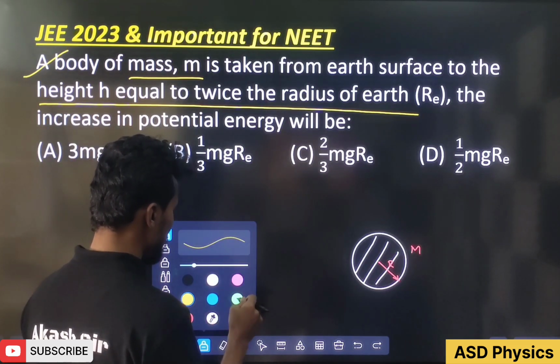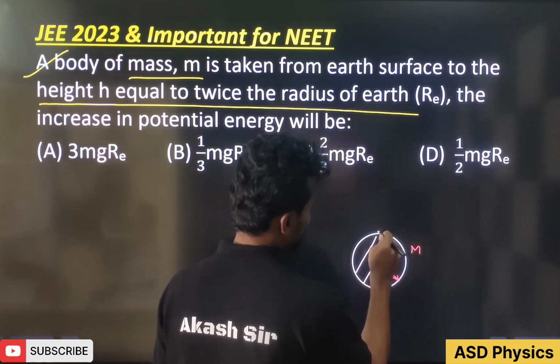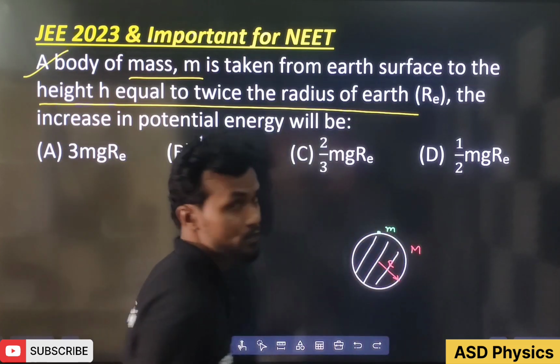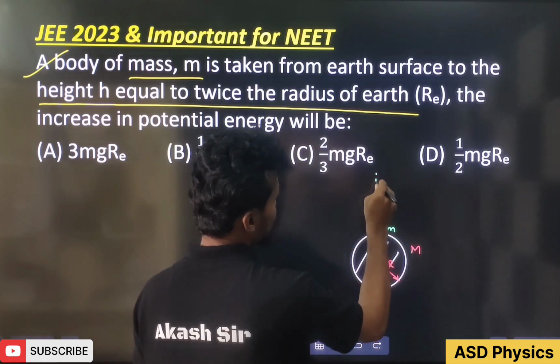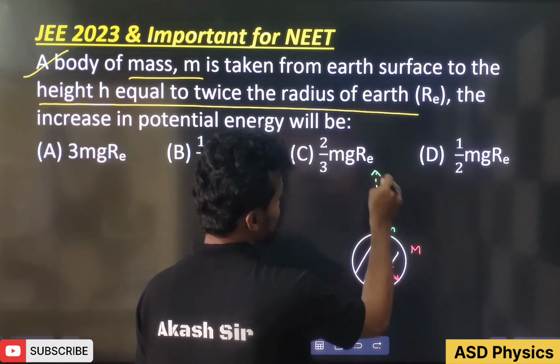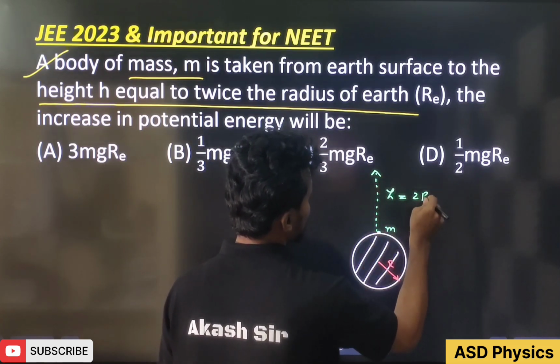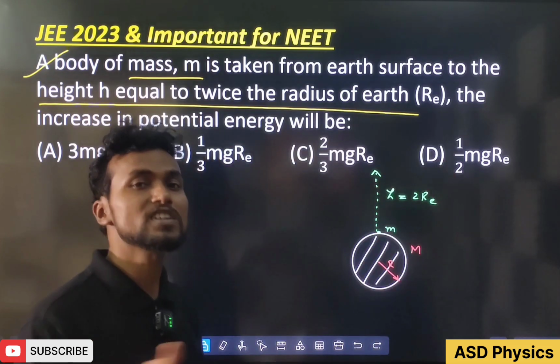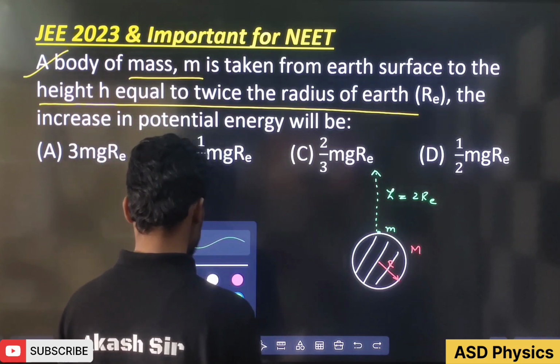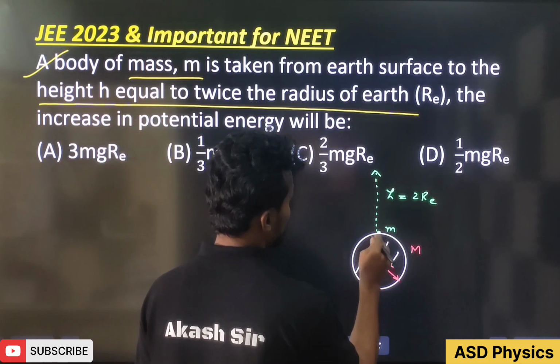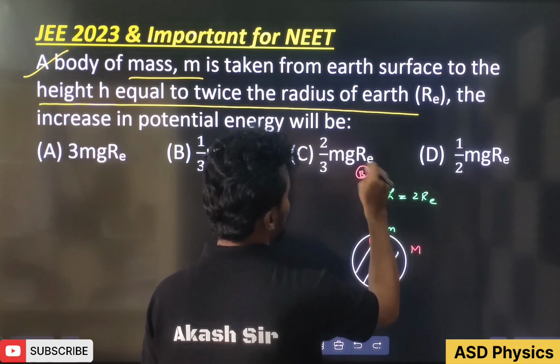Okay, so according to the question, what is there here? One object is there at the surface of earth. After that, we are taking it to some height. How much height is there? h equal to 2 RE. In the question they mentioned it twice the radius of the earth. Okay, so let's take this point as A and this point as B.